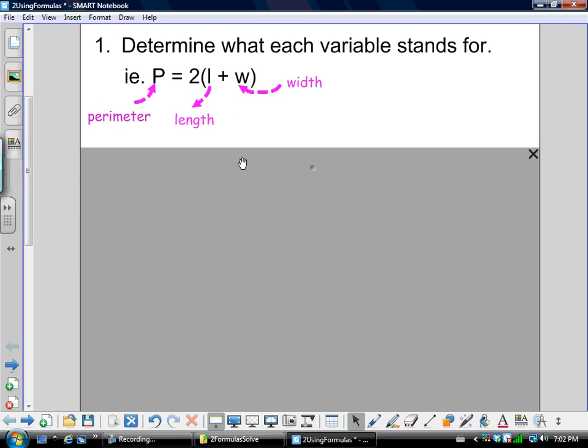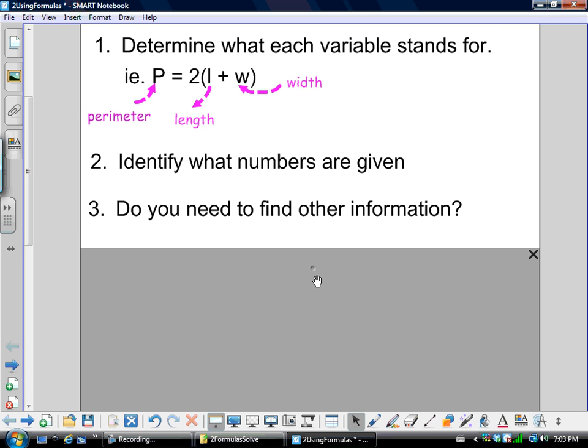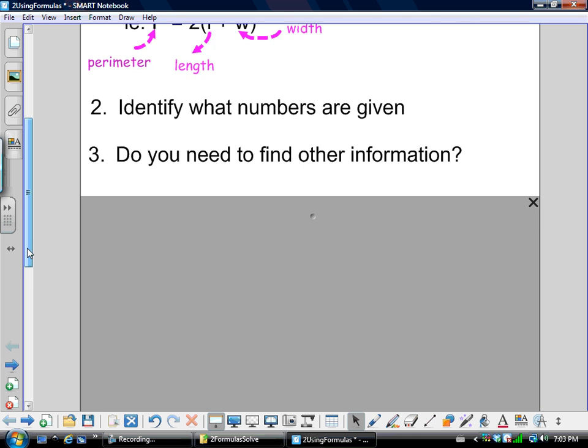After we know what each variable is in the formula, we want to identify what numbers are given to us in the question. So we want to see whether we have the L, the length, or the width, or the perimeter. We also need to figure out, do we need other information before we can do the question?